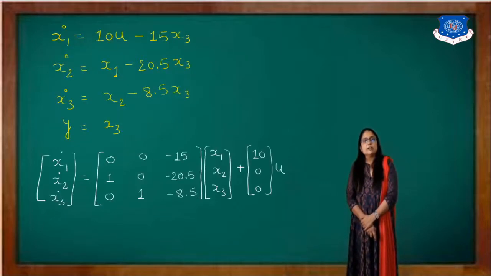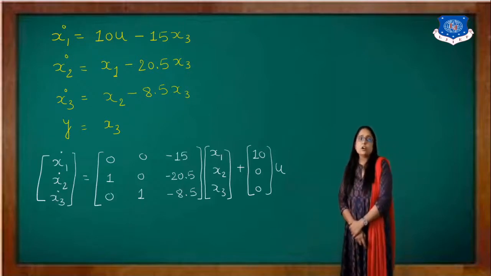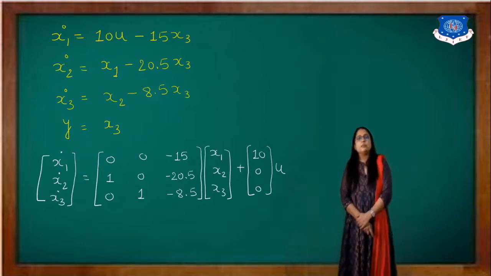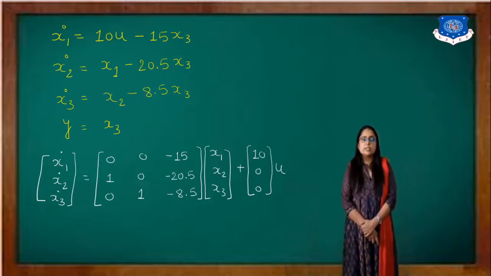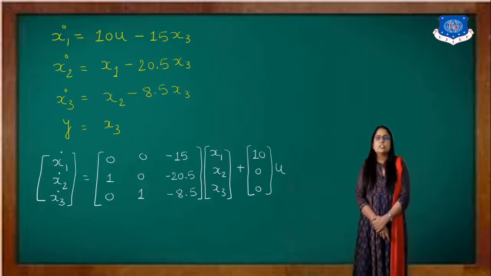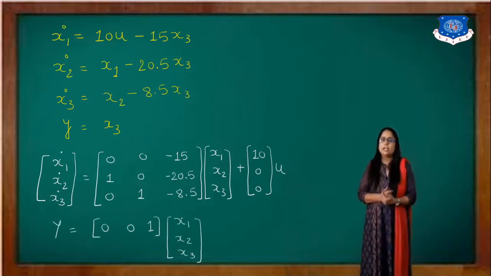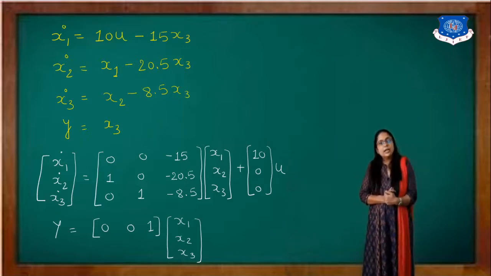Now based on this we can write this as the state space equations. That is x1 dot, x2 dot, x3 dot equals 0, 1, 0; 0, 0, 1; then minus 15, minus 20.5, minus 8.5, times x1, x2, x3, plus 10, 0, 0 times u. And y equals 0, 0, 1, because x1 is 0, x2 is 0. Only I have a one element, that is x3. That is x1, x2 and x3.